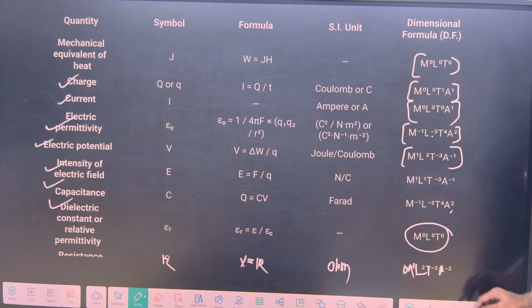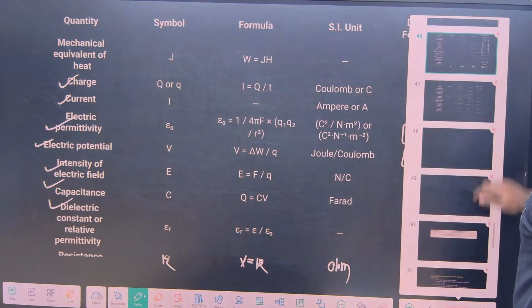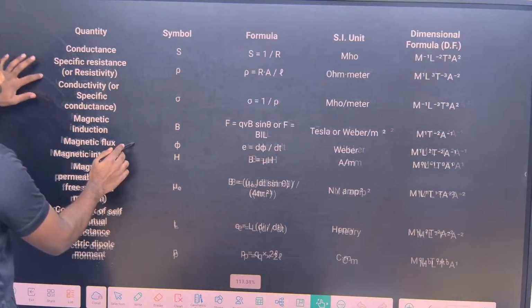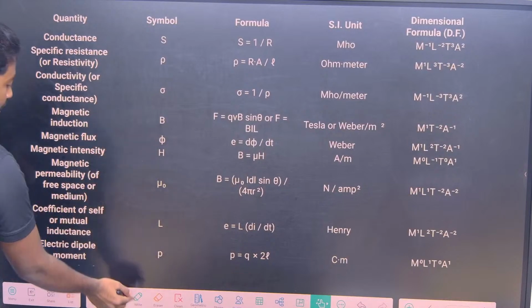Okay, done, na? Done. Okay, one more is left out, guys. One more topic is left out, yes, the last one.